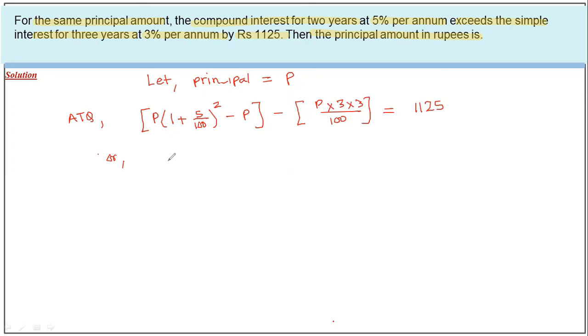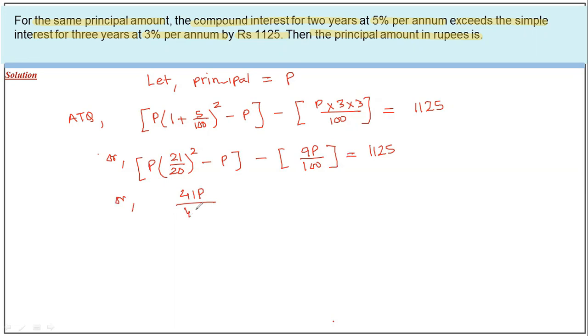or we have P into 21 by 20 whole square minus P minus of 9P by 100, that is equal to 1125, or 41P by 400 minus 9P by 100 equal to 1125, or 5P by 400 equal to 1125. So P we get as 90,000.